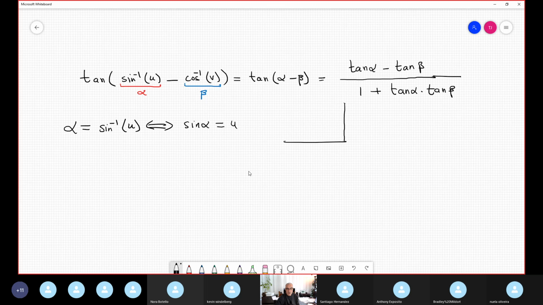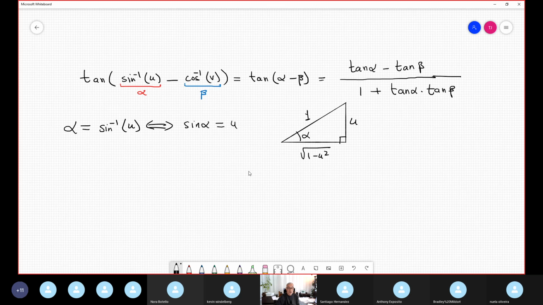Right. Triangle. I try to do my best. This is 90 degrees. This is alpha. And sine is the ratio between opposite and hypotenuse, which is 1. Therefore, this side is radical 1 minus u squared.